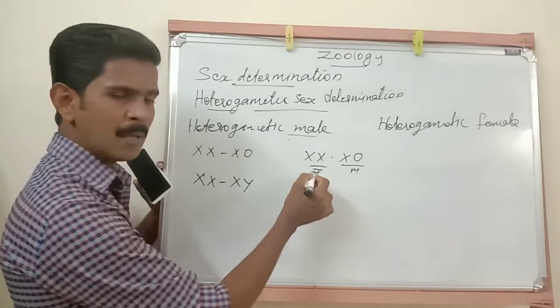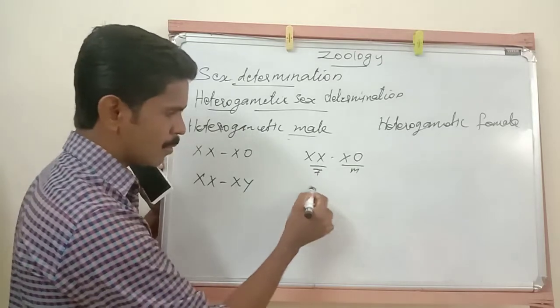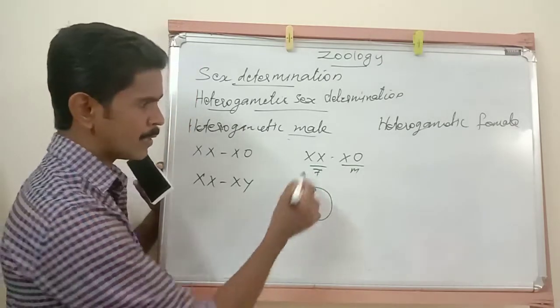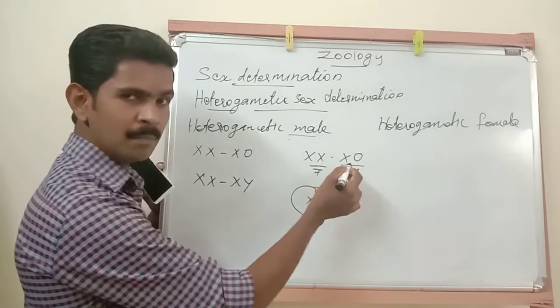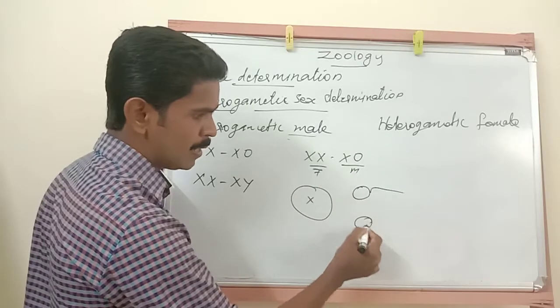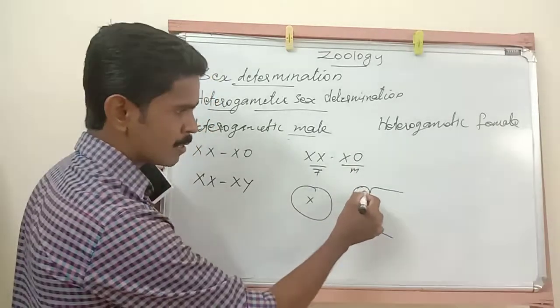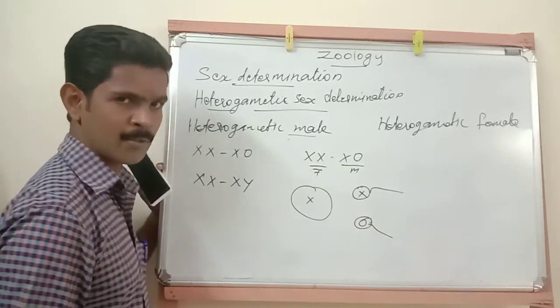So in the female producing X, the female gamete is called egg, isn't it? So just imagine it's the egg. This egg has only one X chromosome. But the male produces two types of sperm. Just imagine it's one sperm, and this is the other sperm. This sperm consists of X chromosome and this sperm has no X chromosome.